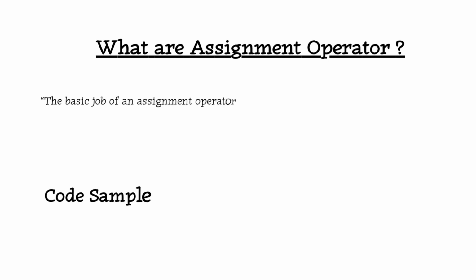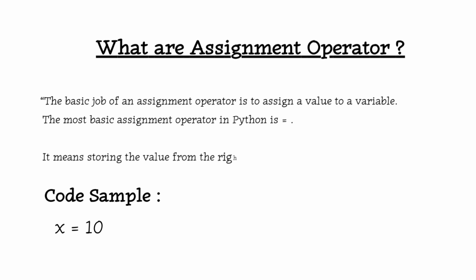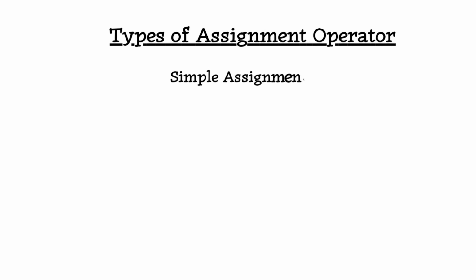The basic job of the assignment operator is to assign a value to a variable. The most basic assignment operator in Python is equals to. It means storing the value from the right side into the variable on the left side. Here I have shown an example on the screen. I am writing the code x = 10. I am directly saying to Python x is equal to 10, meaning I am passing the value 10 to the x variable.